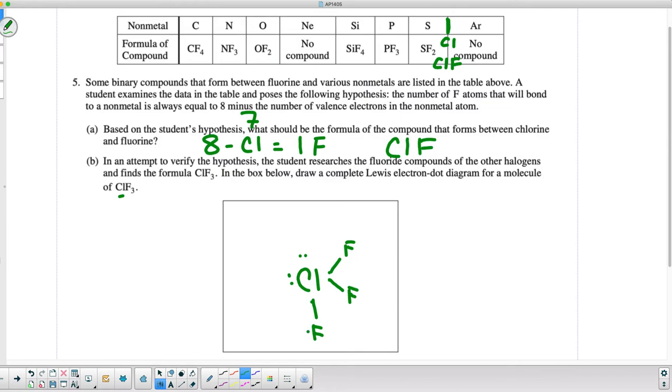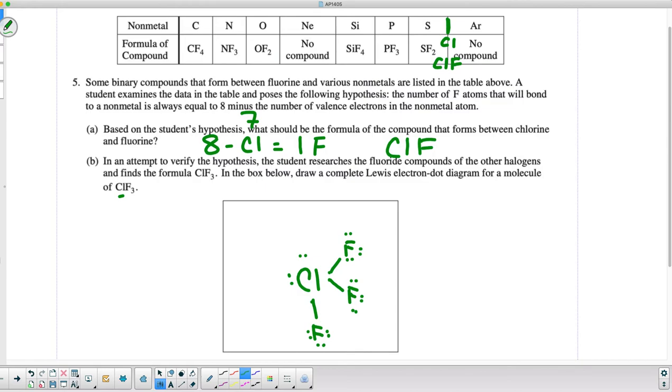Oh, I guess I should include all the valence electrons for fluorine, because fluorine does have 7 valence electrons. So that's how I do it. I draw the Lewis dot diagram for chlorine, and then I fit fluorine bonds in alongside it. I just kind of match them up like that.